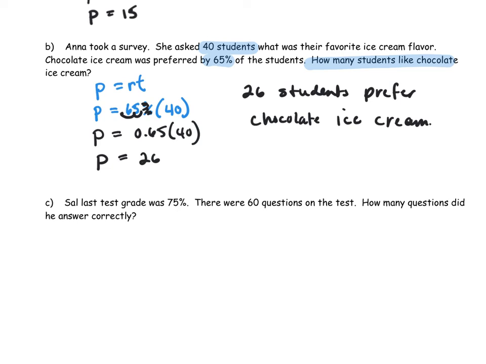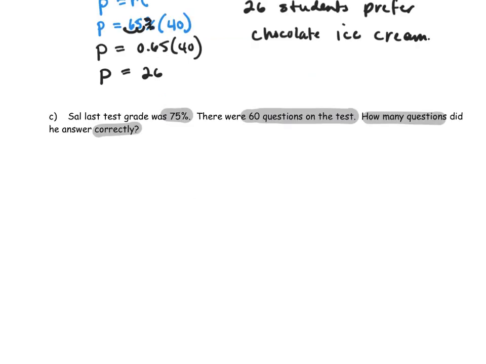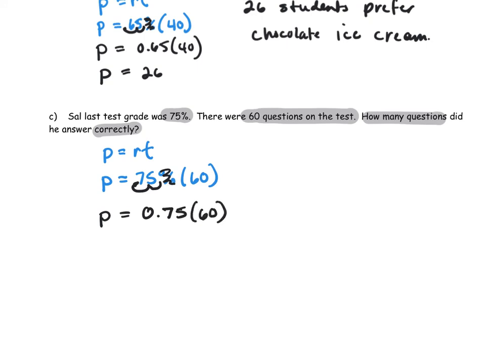Okay, last one. I'm going to let you read through this, and then I'm going to ask you to set up the equation. Again, we're starting with part equals rate times total. We're trying to find the part that he answered correctly, and that was 75% of 60 questions. We now scoop the decimal. We get rid of the percent and scoop the decimal 2 places to the left. So we are putting 0.75 times 60 in our calculator. What is the answer?